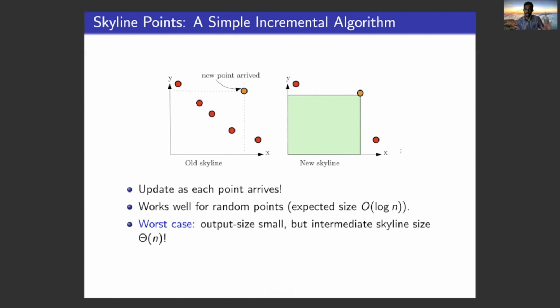But in the worst case, it can be pretty bad, especially when the output size is very small. In the extreme case, let's assume that the output size is just 1. Only 1 point is a Skyline point, but it could turn out that the intermediate Skyline size, as the algorithm's executing, is large, because this 1 point, which is the answer, comes right at the end. So the intermediate Skyline size could be as large as theta of n. So then the space occupied by your algorithm will be theta of n, which is not good.